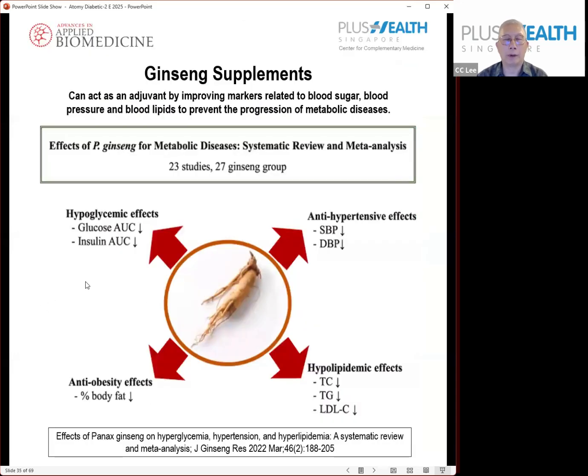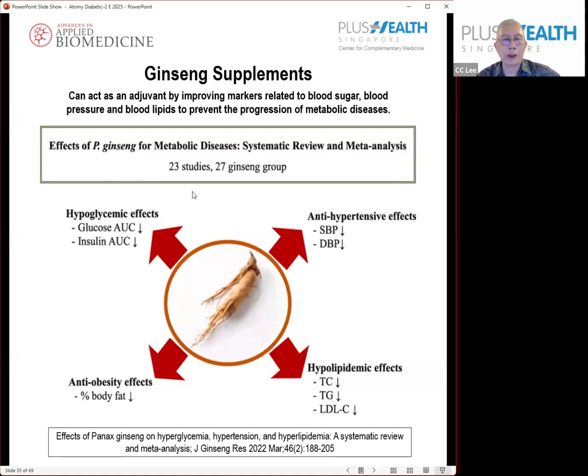Okay, now another product, which is the banded ginseng that we commonly say. Ginseng, what are the ginseng's actual pharmacological properties? So you can see from here, I summarize it. Based on a systematic review and meta-analysis itself, we concluded that ginseng has all these functions.